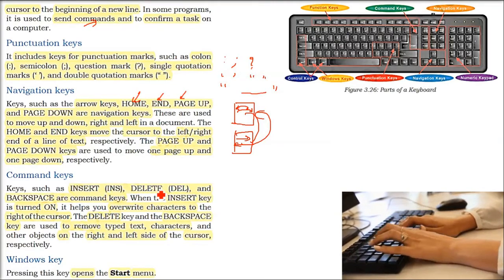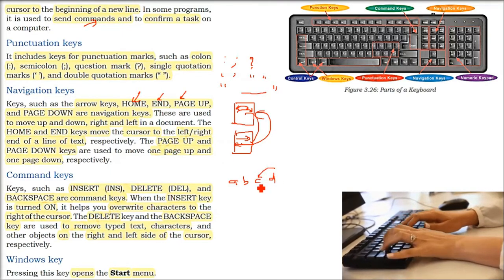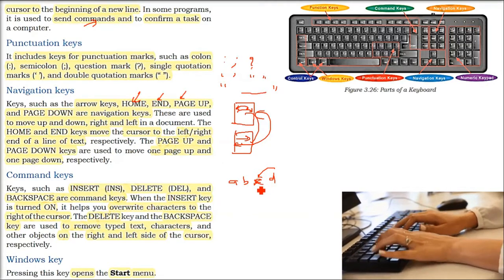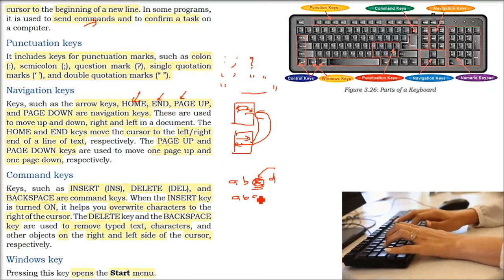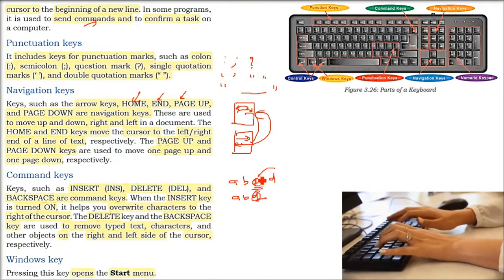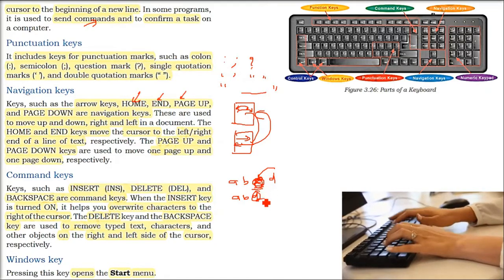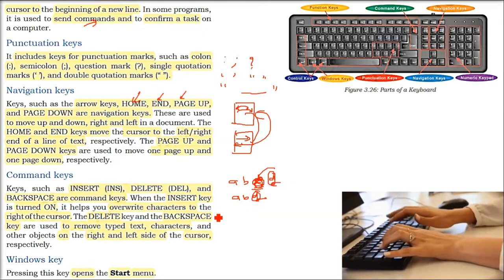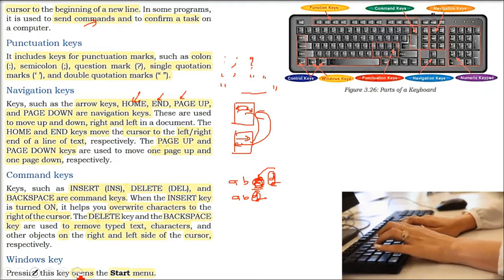Then we have command keys. Command keys, see, for example, you have A, B, C, D. Now you came here at C, the cursor. Now you press the Insert key, you turn on the insert, and now you override this character. If you delete it, this whole will be deleted. Backspace, if you put a cursor, the previous character will be deleted. Insert has to be turned on. Delete, backspace, they all will remove the text character. Delete removes where the cursor is, backspace removes the character which is previous to the cursor.